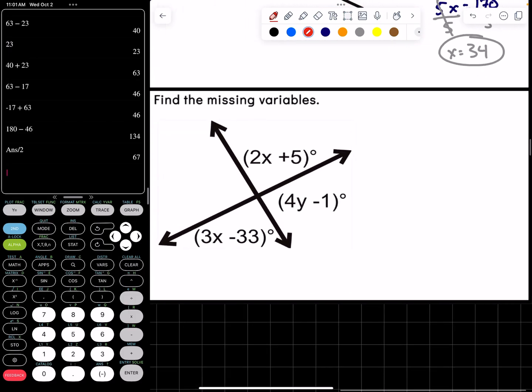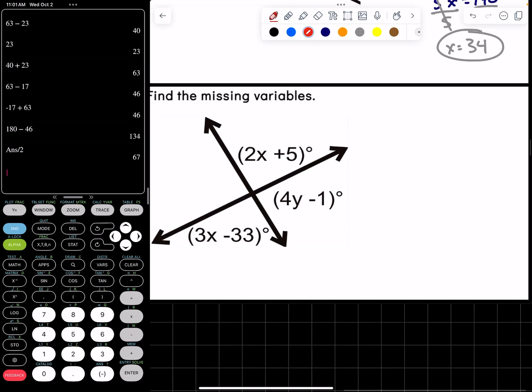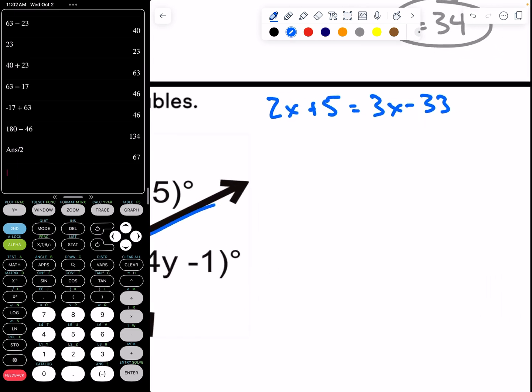Over here on the right-hand side, we've got a lot going on. So first thing, I want to get my x's figured out because I want to keep my common variable. I can't really add x and add y, but I can solve for x right away because 2x plus 5 and 3x minus 33 are vertical angles. So I can set them equal to each other. 2x plus 5 equals 3x minus 33.